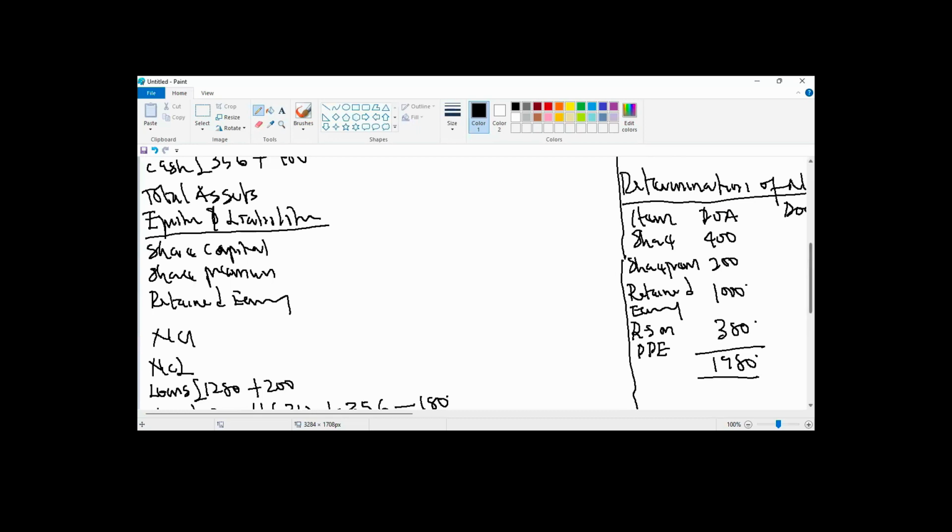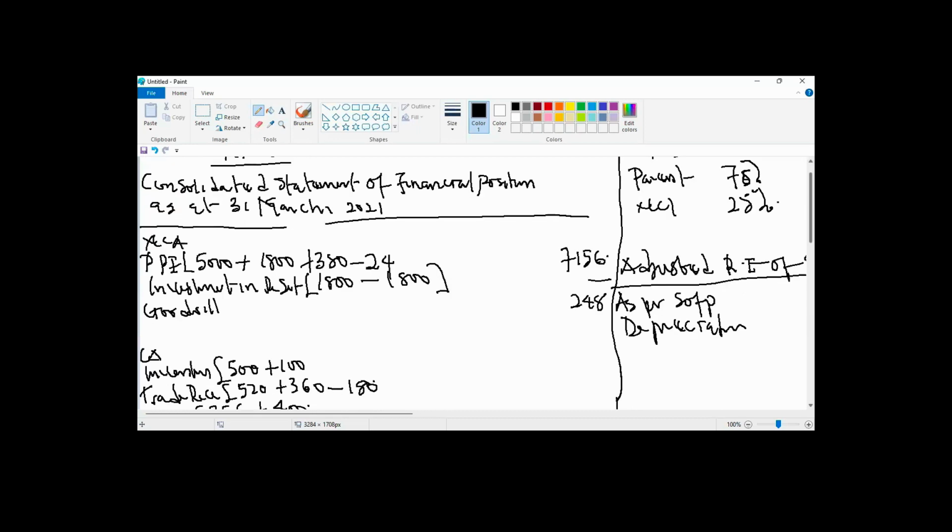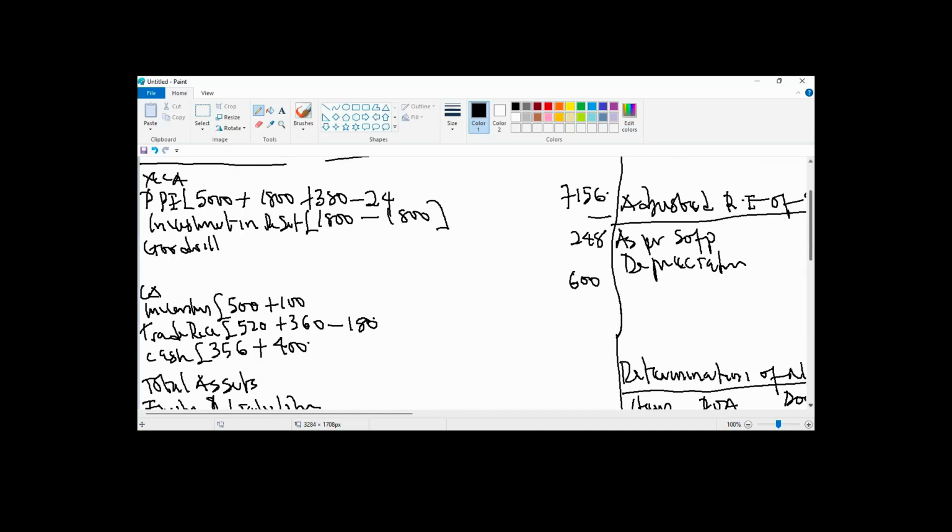Then, other assets, inventory is 600. Trade receivable, 520 plus 360 minus 180, 700. Then 400 plus 356, 756. That is the end. But I have not shared the profits.